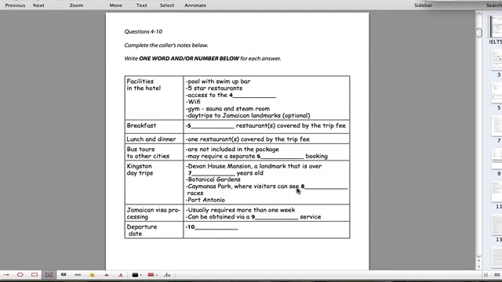Kingston day trips. Cayman Park, we can see certain kinds of races. So let's listen to what kind of race that is. Jamaican visa processing usually requires more than a week, can be obtained via a. So what can be obtained? The now visa. Listen and answer questions 4 to 10. Okay, and date, that's easy enough.